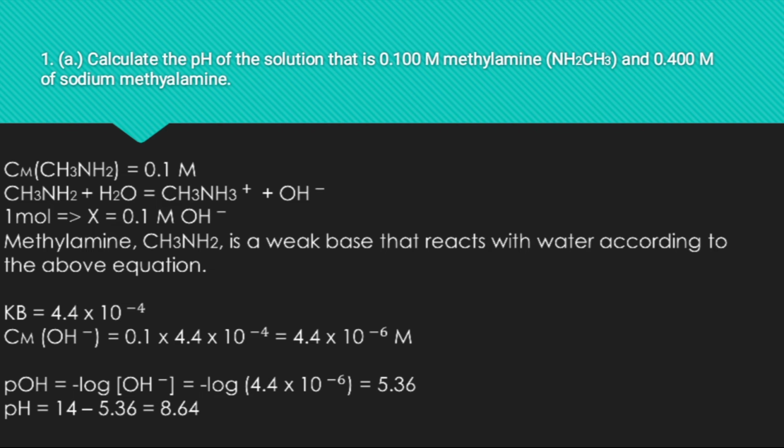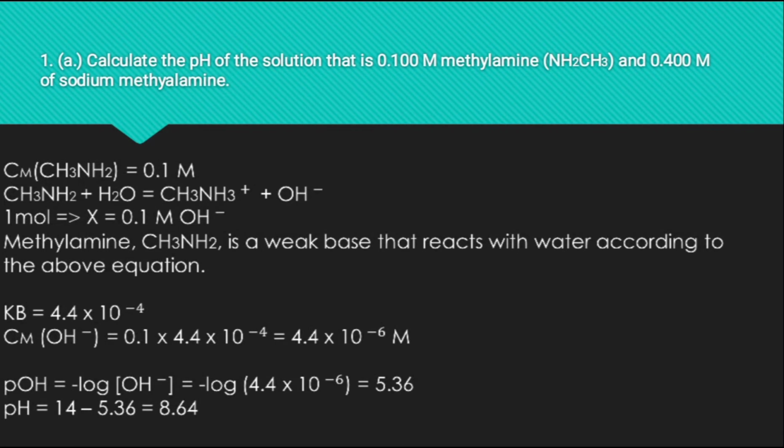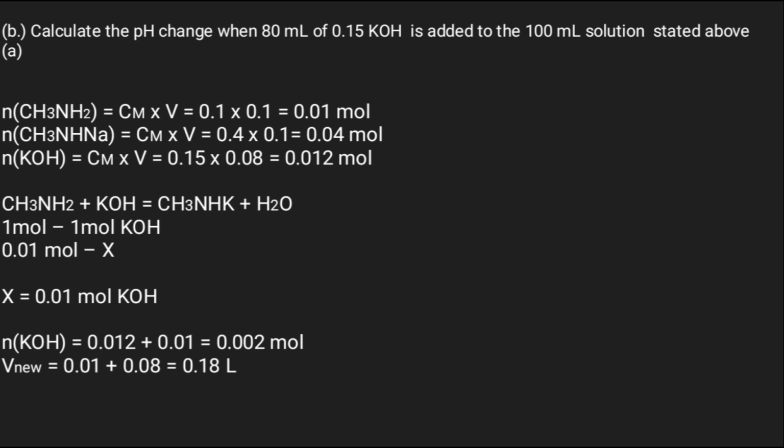Now, to find the pH, subtract 14 minus pOH. 14 minus 5.36 is equal to 8.64. pH is equal to 8.64. Then, let's proceed to letter B. Calculate the pH change when 80 ml of 0.15 M KOH is added to the 100 ml solution stated above.